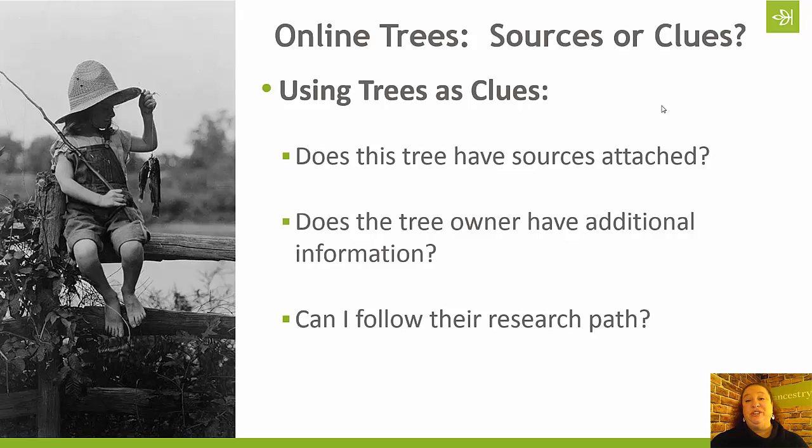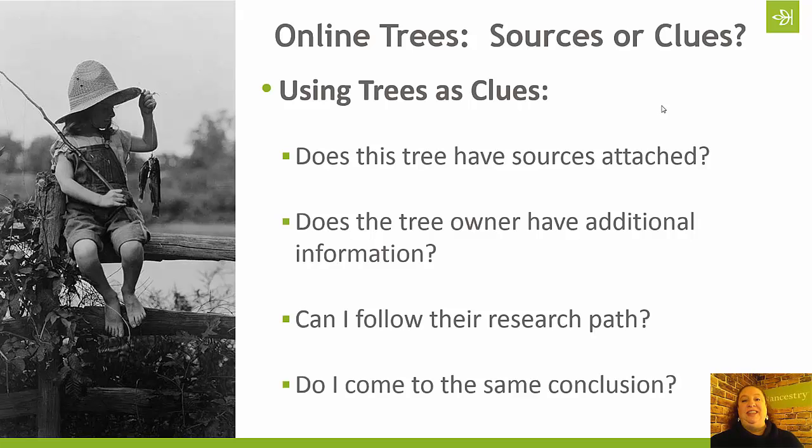Another thing that you can do when you're using family trees as clues is to see if you can follow the research path. Can you follow the path using just the information available and research of your own, maybe a little bit, to see if you can recreate the same conclusion that they came to? And that's kind of where you're going to end up. If you're using a family tree just as a clue, which is perfectly acceptable, you need to see if you can come to the same conclusion or if in collecting evidence you come to a different conclusion.